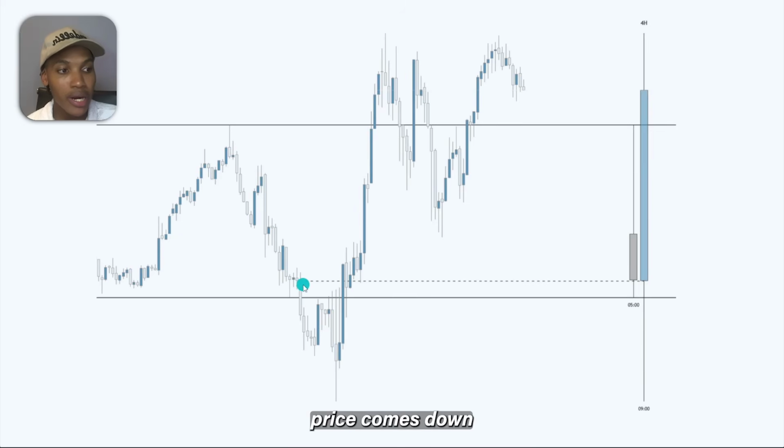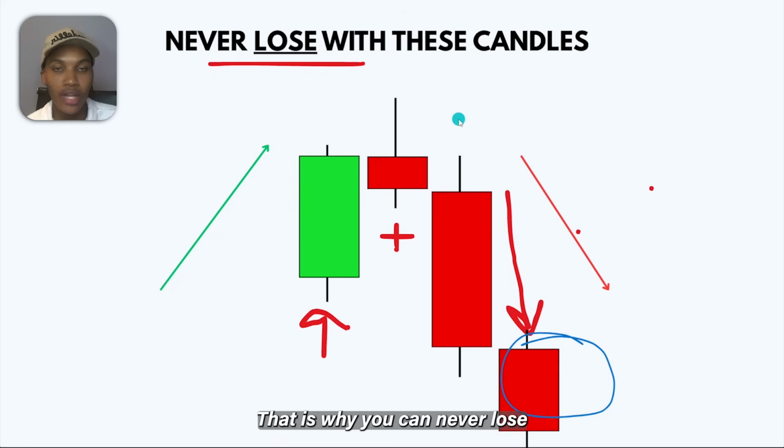So as you can see, as price comes down to make a sweep of the low, it firstly takes out the buyers, and then next it comes to take out the stop losses at the highs. And you're looking to trade this reversal to the upside. And as you can see, our next candle is sweeping the low and then taking out the high. That is why you can never lose with those candles.